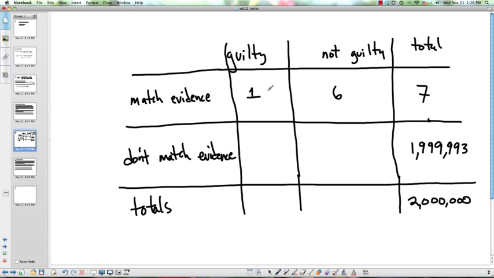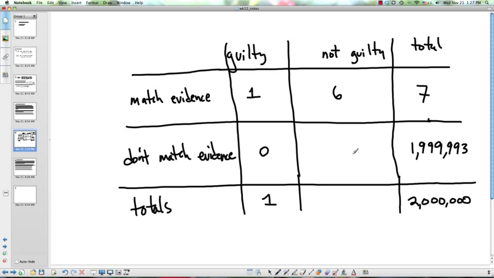Now, it's set up in that problem that we had only one person that was guilty. So there are no people that are guilty and don't match the evidence. There wasn't such a person as stated in the question. So let's put a 0 there, and so I can put a total here for 1. One person that's guilty total.